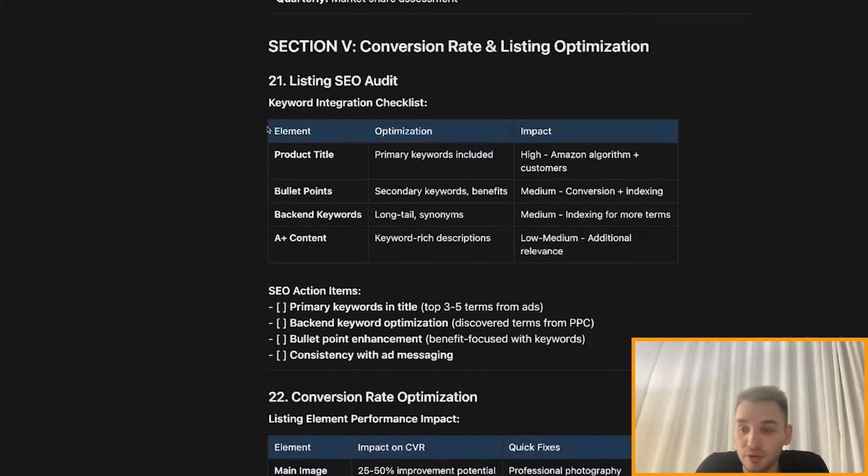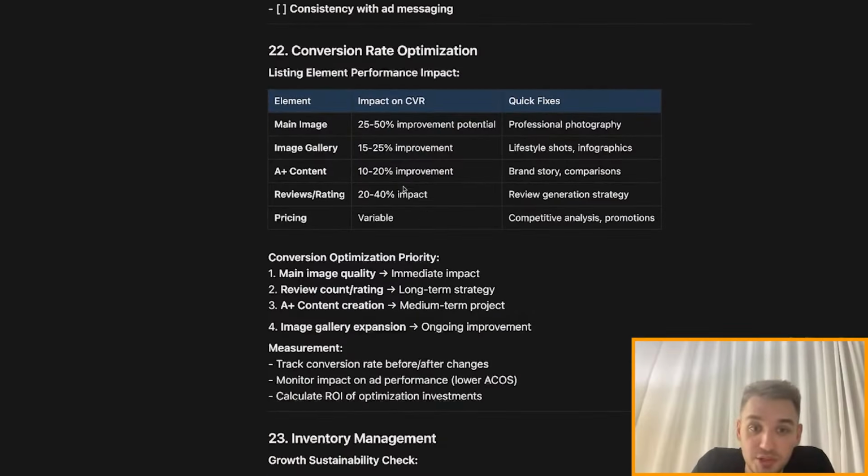Now, it's important to do SEO rotation on your listing. So every 60 days you go ahead and remove keywords where you already rank well and index well, and replace them with new keywords. This continuous process helps you rank for more and more keywords on Amazon, thus increasing your sales. For conversion rate optimization, I'd say the biggest potential would be your main image.